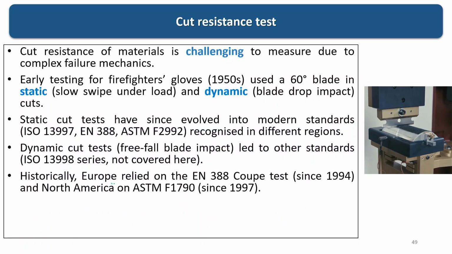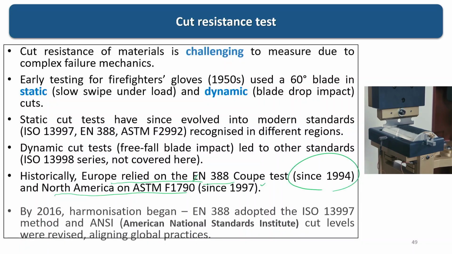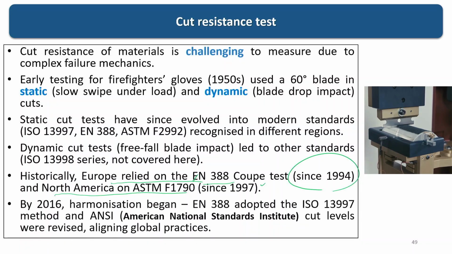So, historically Europe relied on EN 388, which is the coupe method, since 1994, and we are still using it. In North America, ASTM F1790 has been used since 1997. So, after all the evolution, these are the methods people used to use, and by 2016 there were some changes.